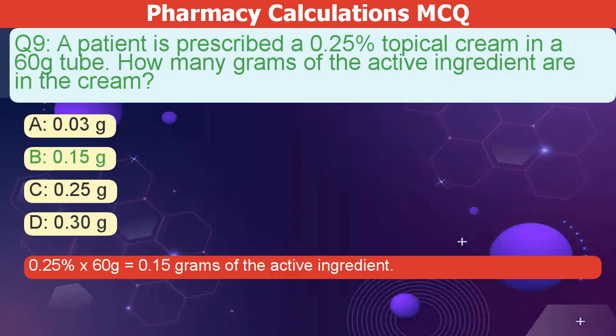The correct answer is B. 0.25% times 60 grams equals 0.15 grams of the active ingredient.